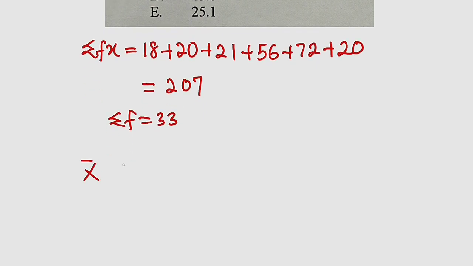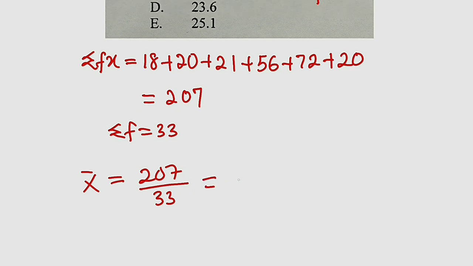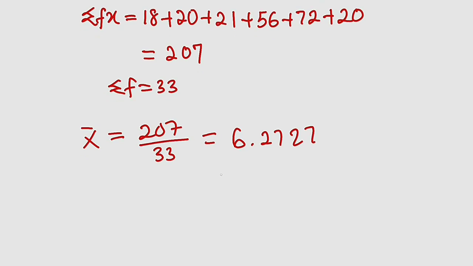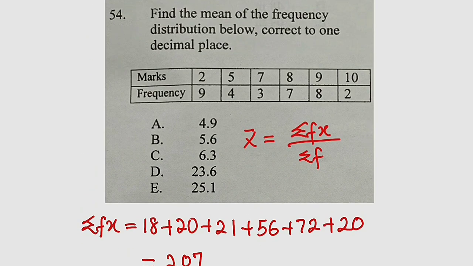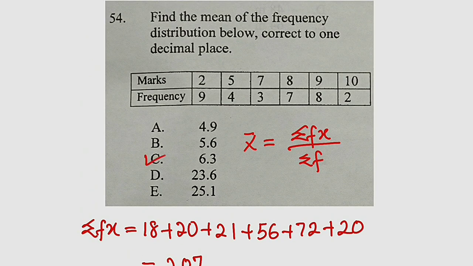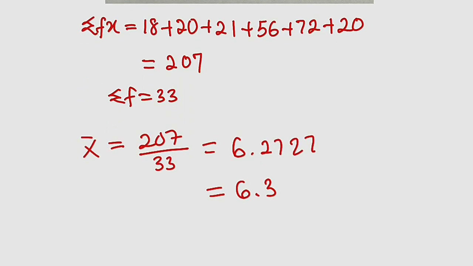Therefore, the mean would be equal to 207, which is summation of fx, divided by 33. And this is equal to 6.2727. But they said to the nearest one decimal place. So this is 6.3. Which option is that? Option C. Now let us move on to question number 55.